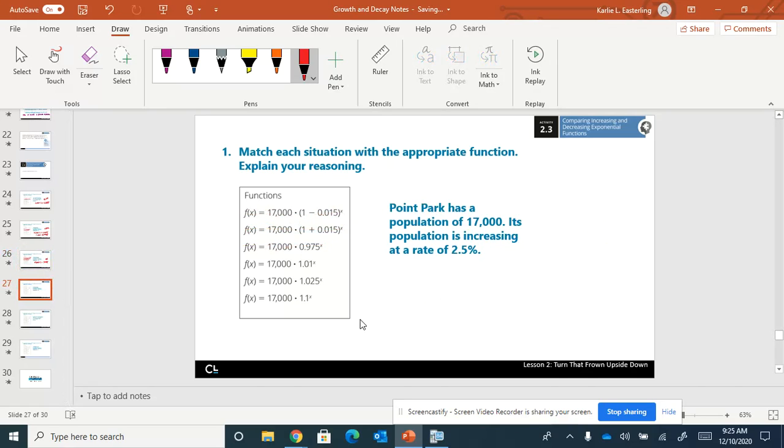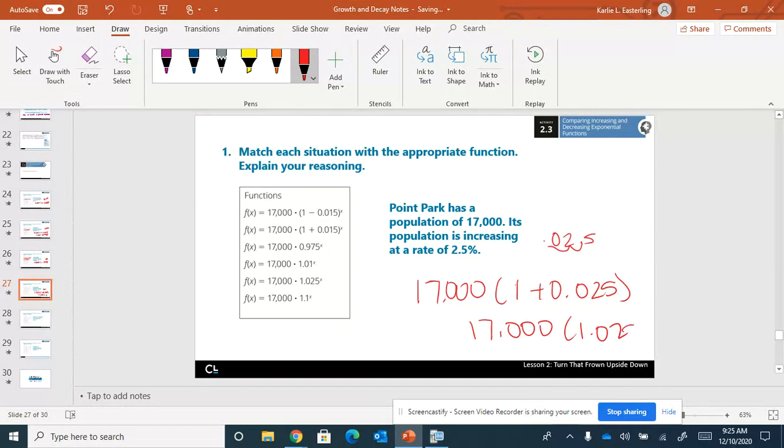All right, so let's come down here. Now we're talking about Point Park, which has a population of 17,000. It is increasing by 2.5%. Let's move that to the left. It's increasing, so we're going to add 0.025. We're going to have to figure out what it is. Hopefully you can look over there and recognize that this is going to be 17,000 times 1.025 to the x. Do not forget your exponent up to the x. That's very, very easy to forget. So we have now gotten rid of all of those, and we have 2 left.